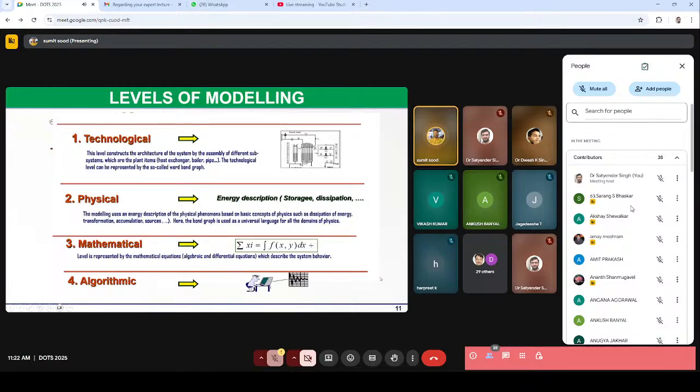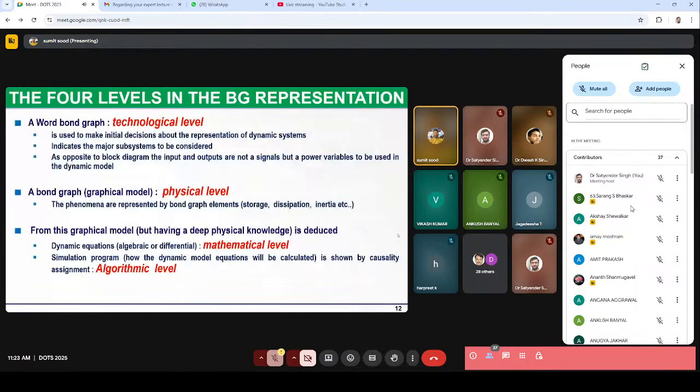And the next is the algorithmic level, in which these mathematical equations are used to do the simulation. So we have something called causality here, which helps us to identify what is the cause and what is its effect, in order to see in which direction we have to do the simulations.